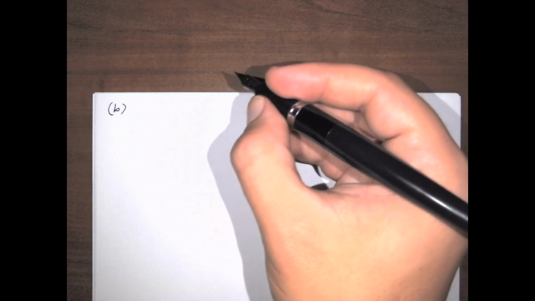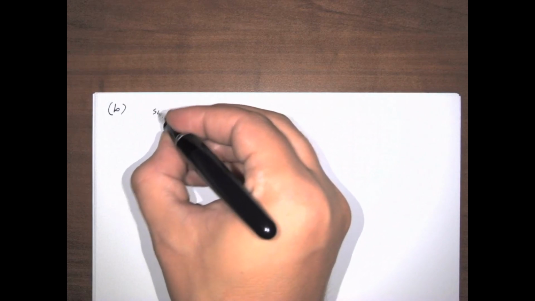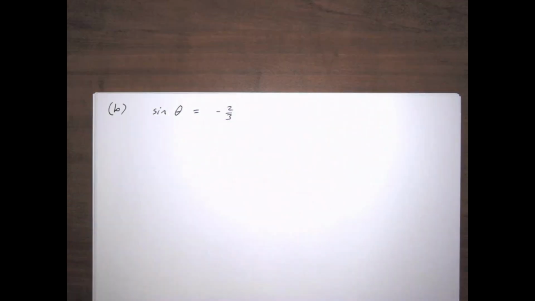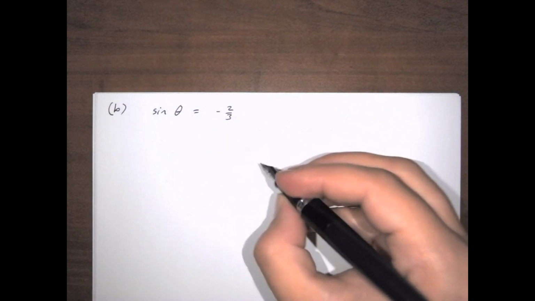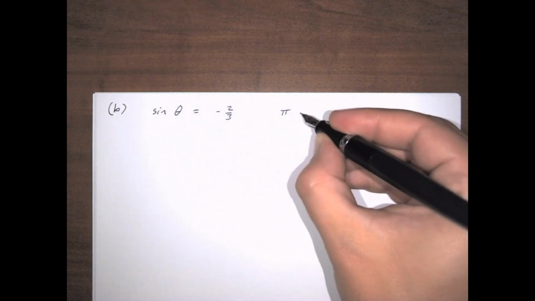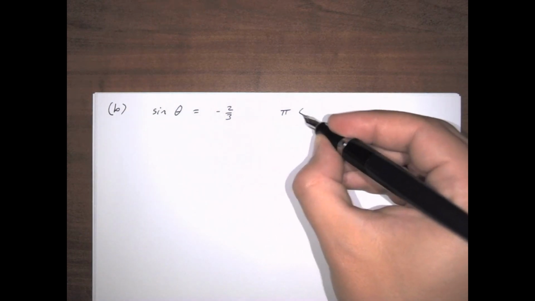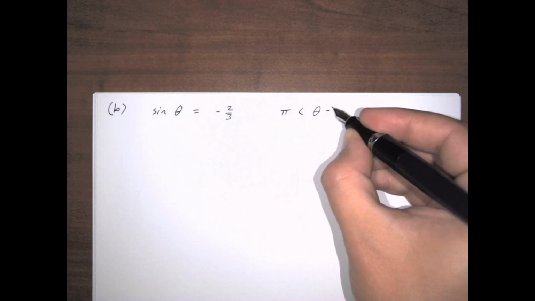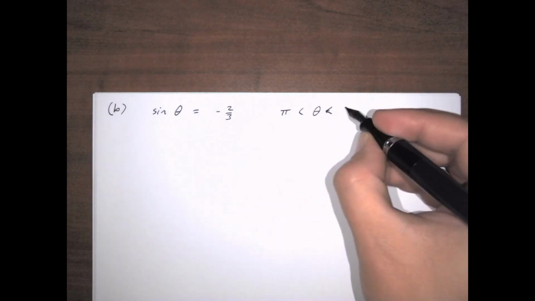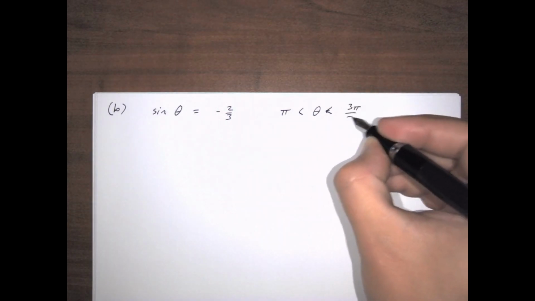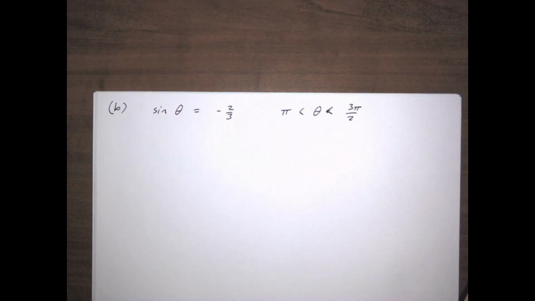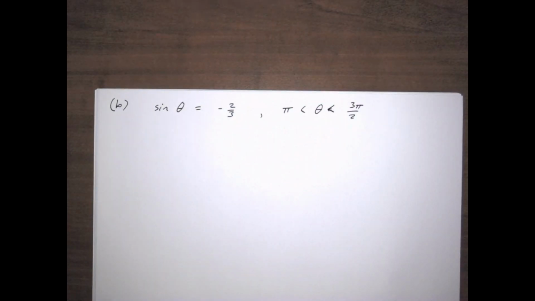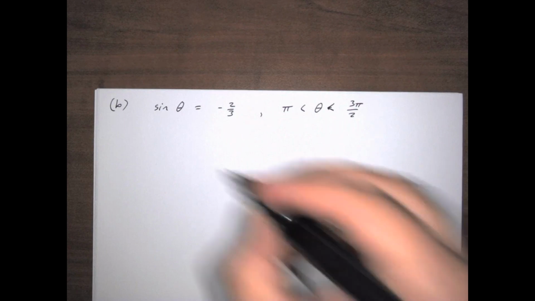So for example, maybe what we have is sine theta is equal to negative 2/3. And then maybe the information that we're given is that pi is less than theta, which in turn is less than 3 pi over 2. So in other words, theta is between pi and 3 pi over 2. This is information that is supposed to help us deduce positive versus negative for whatever the missing value turns out to be.